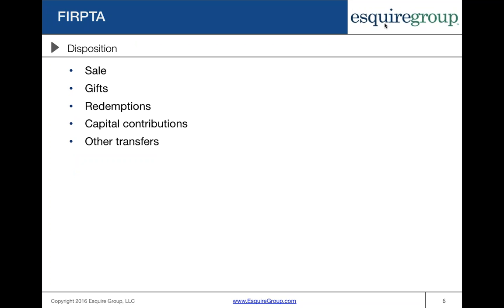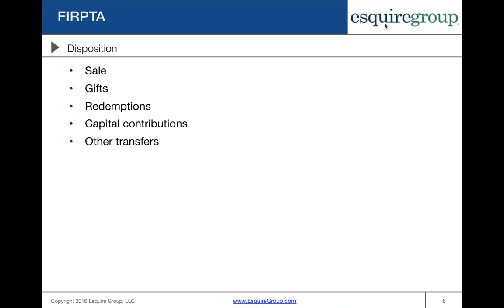So now that we know who a foreign person is, let's talk about what a disposition is. Because a lot of people think FIRPTA only applies to sales. But if you go back to the sentence on the earlier slide, it applies to dispositions of U.S. real property interests by foreign persons. So a disposition is not only a sale, but it can also be a gift or a redemption in the case of a corporation. So for example, if a corporation was a U.S. real property holding corporation, and we'll get into what that is a little bit later, and there was a stock redemption, FIRPTA could apply to that.